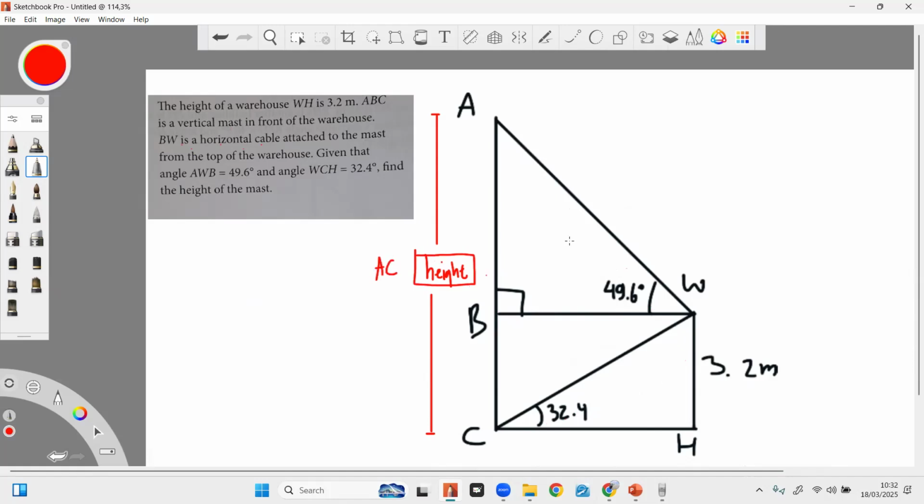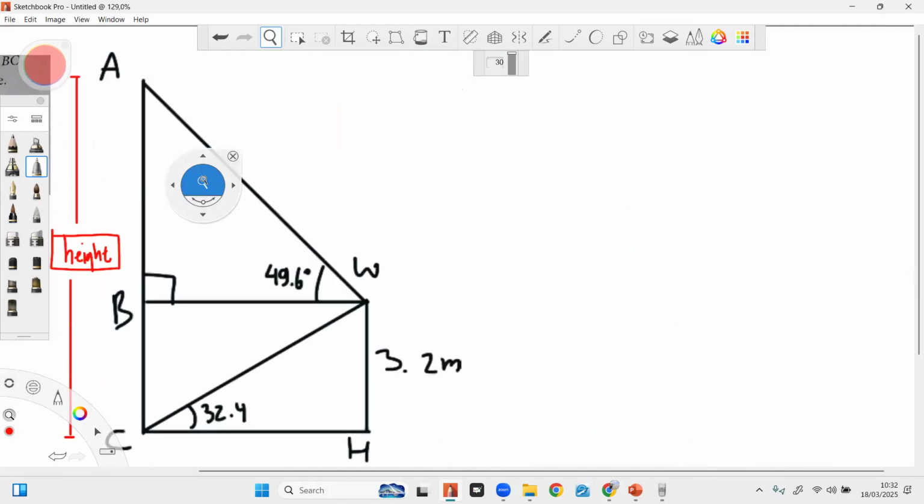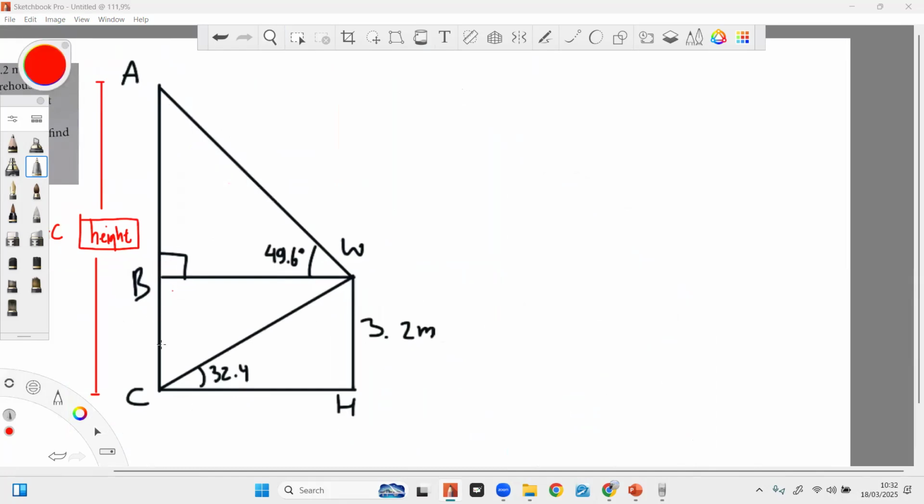How do you find AC? We cannot do it directly, guys. So first thing first, you have to find BC. What is BC? BC is not given. We can use the logic because it is a rectangle. Yeah, 3.2 meter. And then what next? What is this, guys? Yeah, find AB. That's the next step we are going to do. So what is this angle? Anyone? Any clue?